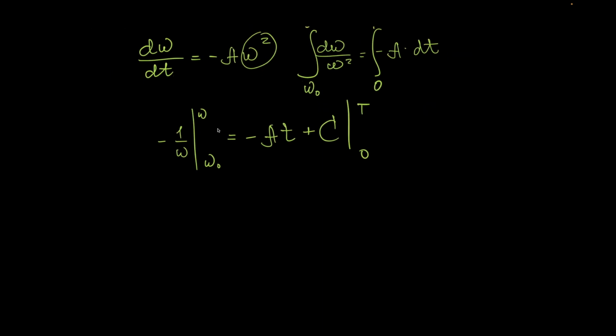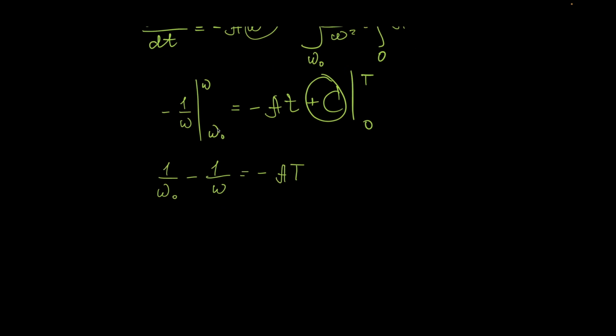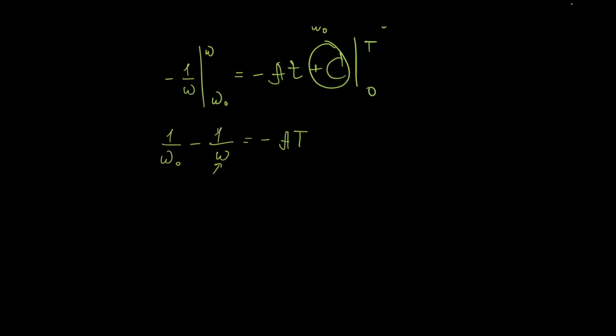Since I'm running from omega 0 to omega and it's with a minus, I'm going to say 1 over omega 0 minus 1 over omega will be equal to negative a capital T. When I subtract, that just disappears. I'm going after omega, so this is my point of interest. So I'm going to rearrange this one more time.